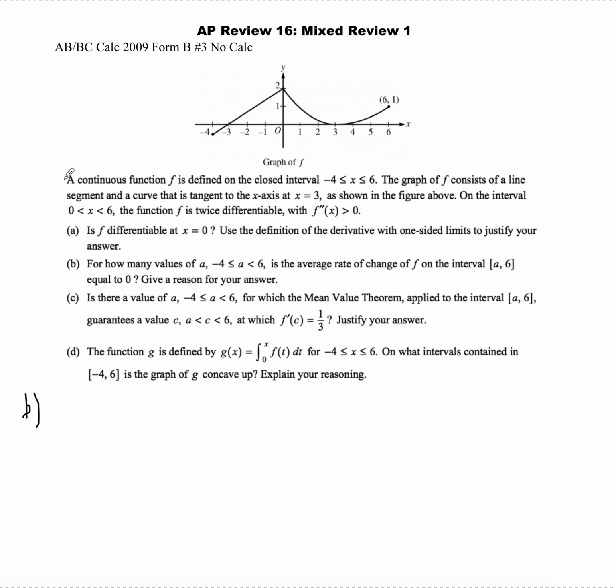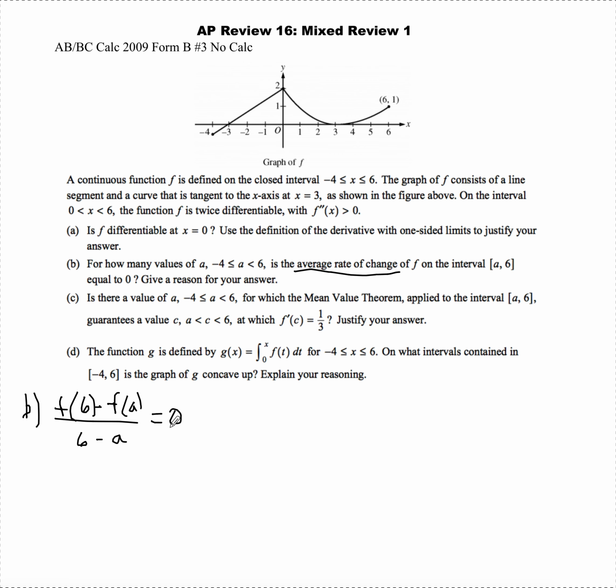Part B, for how many values of a on the interval -4 to 6 is the average rate of change of f on the interval a to 6 equal to 0? So I see an average rate of change question. You definitely just need to write down your average rate of change formula for that interval. The interval is a to 6. So I could say f of 6 minus f of a over 6 minus a. And I want to know for how many values of a, which is between -4 and 6, is this average rate of change on that interval equal to 0? Setting that up gets you 1 point.